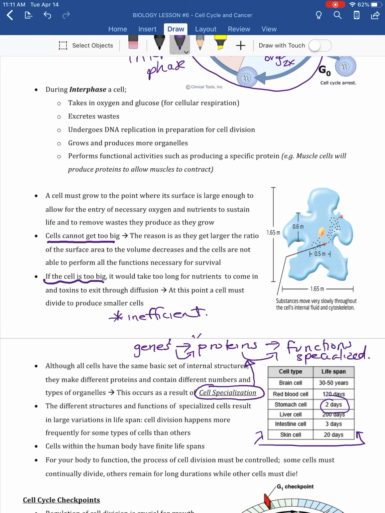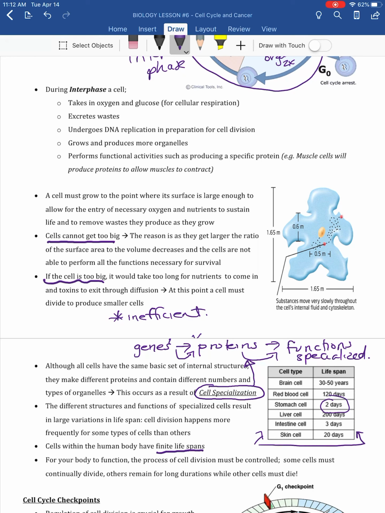So the take home message from this is cells can be specialized to do a specific function. And depending on that function, those cells live for different times. Meaning the cell cycle is a different amount of time. So that circle that we were talking about before is a different time frame. But they also have finite lifespans, meaning they can't live forever.